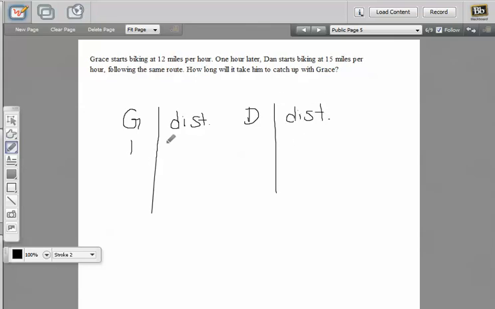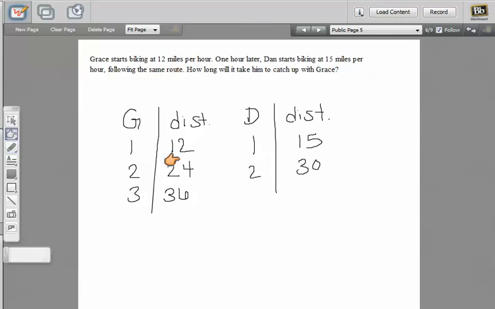All right, so in 1 hour, Grace can go 12 miles. In 2 hours, she's gone 24 miles. In 3 hours, she's gone 36, because we can see that pattern continuing. For Dan, in 1 hour, he's gone 15 miles. In 2 hours, he's gone 30 miles. And let's look at this already. So in 2 hours, he's already gone further than Grace has.